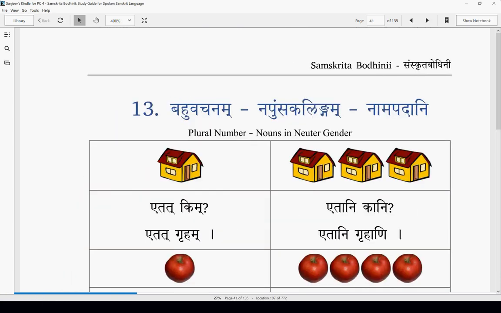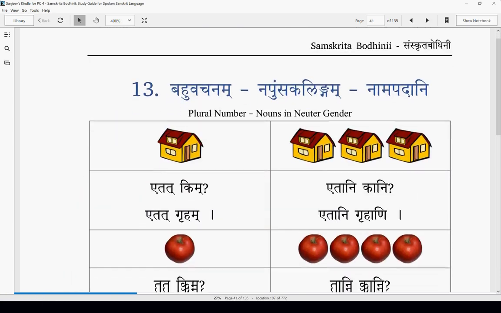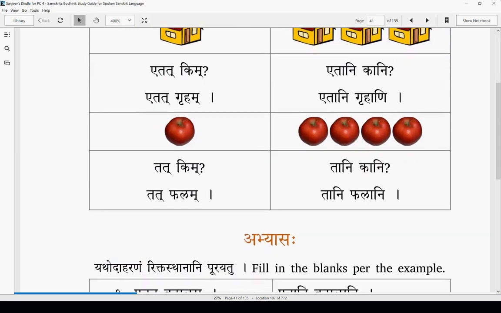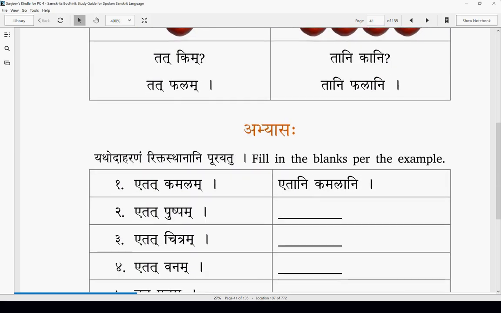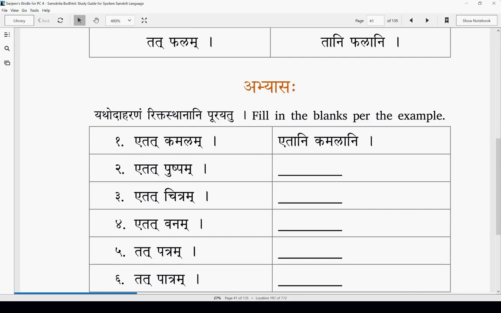Okay, so I think we can stop here today, unless you have any question. We looked at the ekavachanam and bahuvachanam of pullinga, strilinga and napunsakalinga words and some examples. And then we reviewed the previous classes, homework and some topics from there.